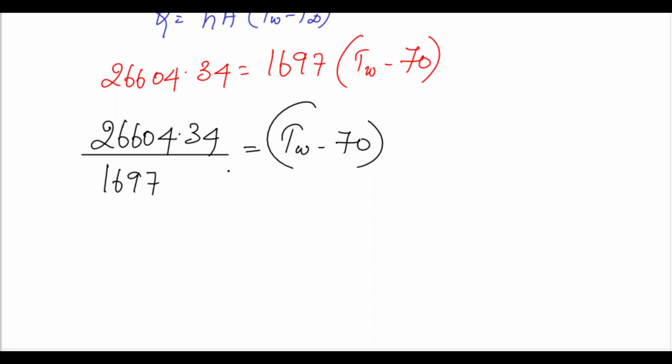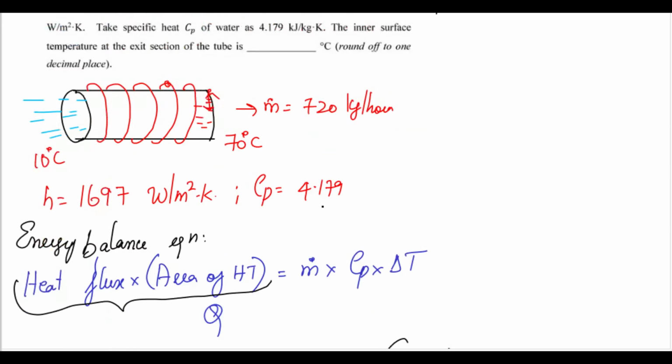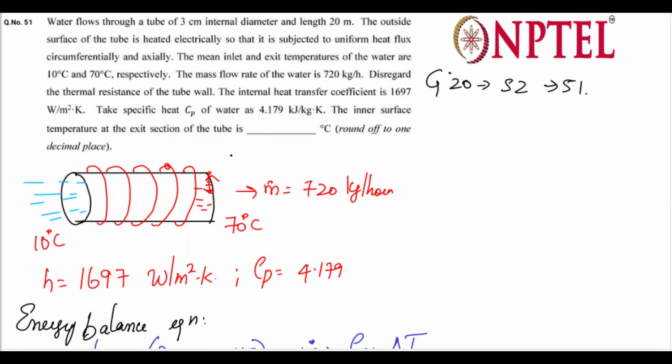Calculating this, you will get T wall equal to 85.67 degrees Celsius. So the temperature of the exit section of the tube at the inner surface is 85.67 degrees Celsius. The key is between 85.1 and 86.1, so it is well within the range. So this is our final answer. Thank you.